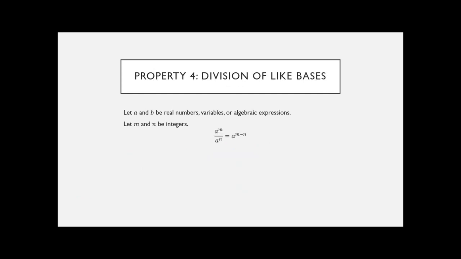Next property is division of like bases. So if you've got things that are divided, the exponents are subtracted. It's sort of the opposite. The opposite of multiplication is division. So with multiplication, we're adding exponents. The opposite of adding an exponent is subtracting an exponent. So it makes sense if you follow your rules what it means to be the opposite of something.